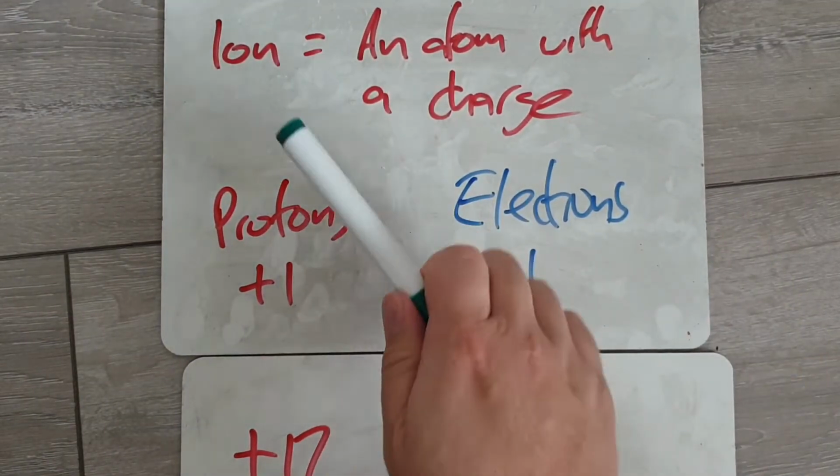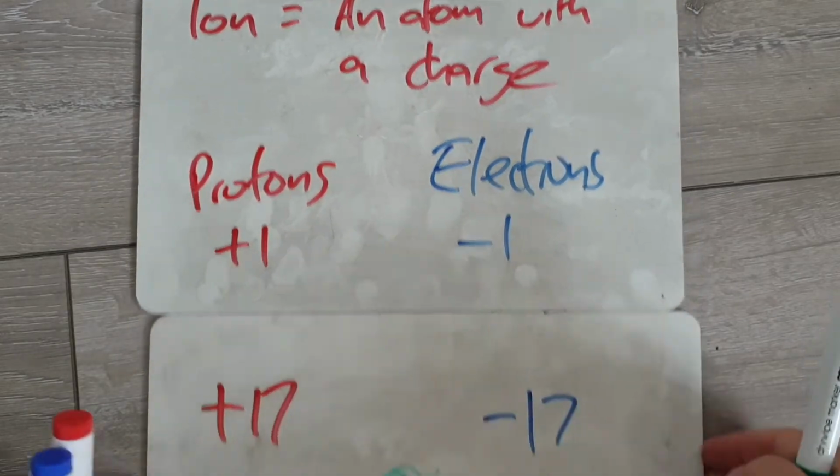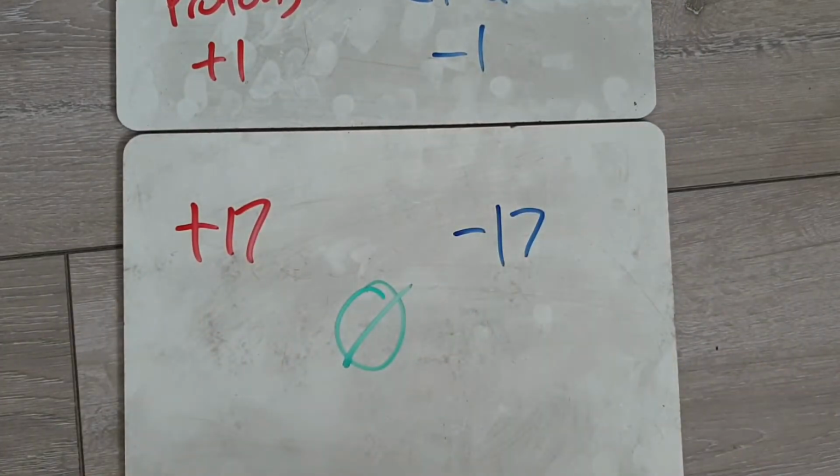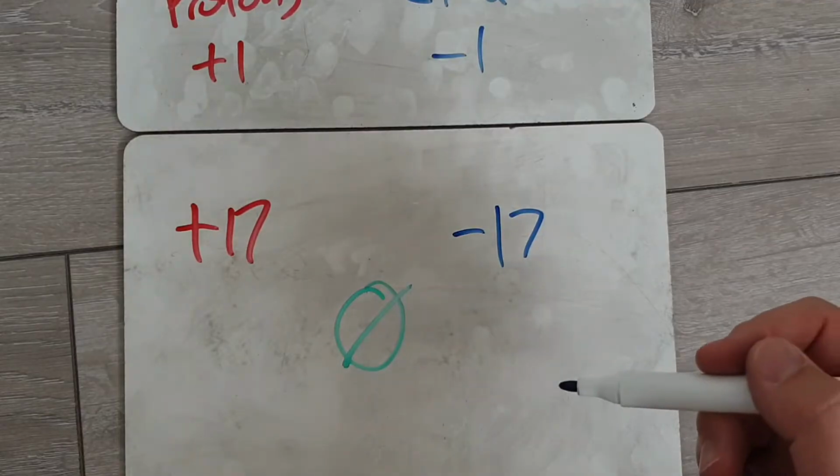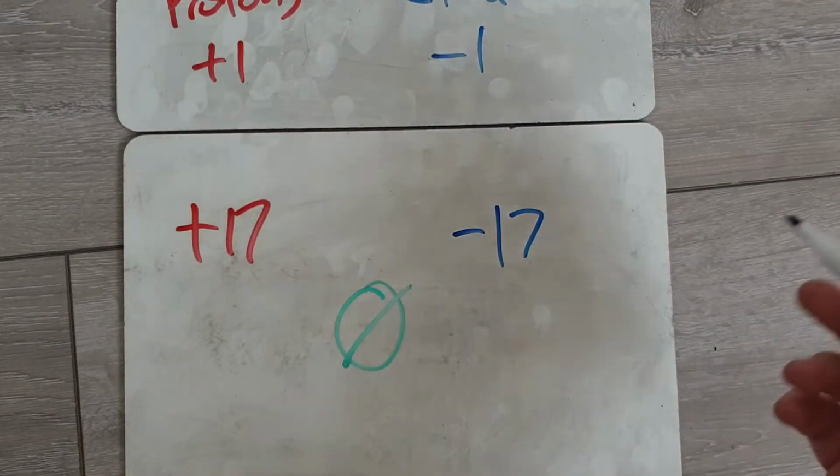But an ion is an atom with a charge. So how do we give it a charge? We change the number of electrons it's got. If you give an atom more electrons, you're giving it more negatives. This confuses a lot of people, but once you get your brain around it, it makes sense. If you add a negative, you become more negative.